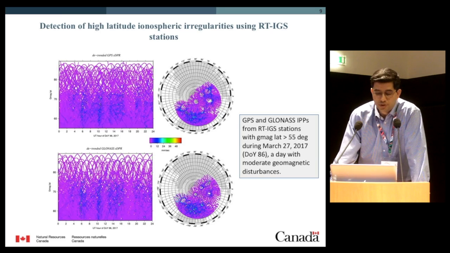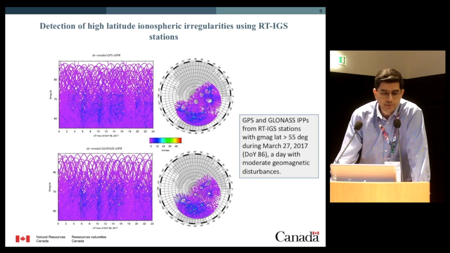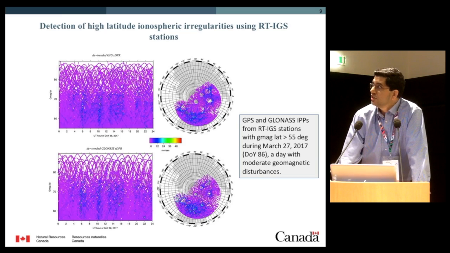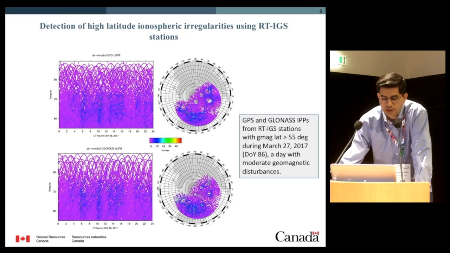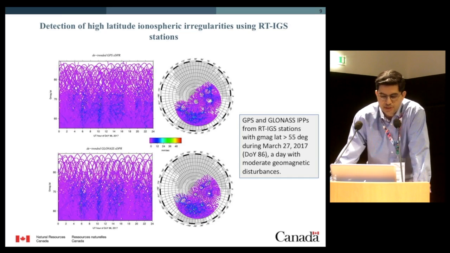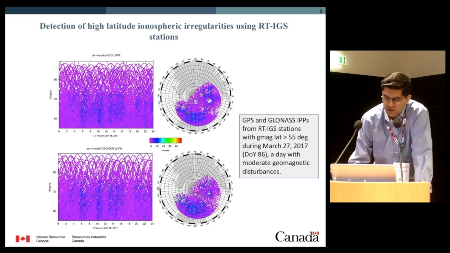What you might notice from the figures on the right is the gap that we currently have in the real-time IGS network in that part of the northern hemisphere. But anyway, after detrending, we were able to detect some irregularities. It is hard to see here, even though I've plotted the larger values on top, and the activity here wasn't that significant. In the next slide it is more visible.